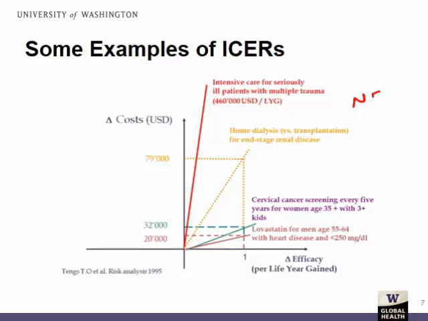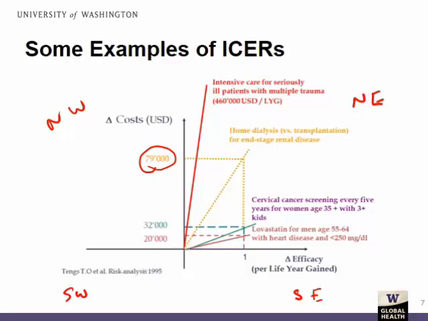Here are some examples of ICERs. This is the cost effectiveness plane. This is northeast. You have here southeast, you have here southwest, and you have here the northwest. And as you can see, they are all in the northeast quadrant. So, for example, we have home dialysis compared to transplantation for renal failure, and the ICER was 79,000 US dollars per quality adjusted life year.